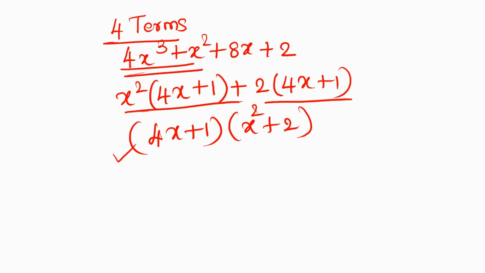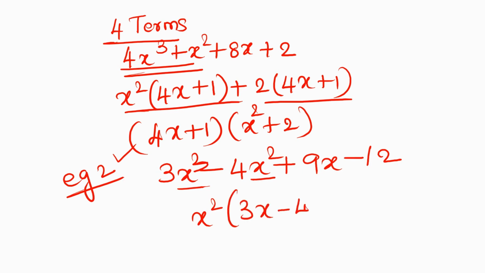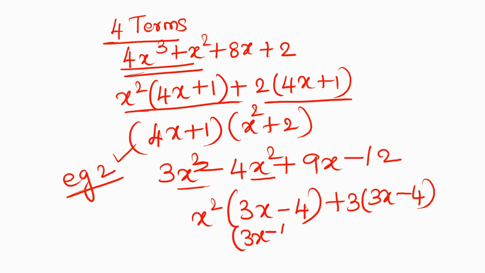Now another example, 3x cube minus 4x square plus 9x minus 12. From the first two terms, I can take x square outside. So x square into 3x minus 4, plus from the next two terms, I can take 3 outside. So 3 into 3x minus 4. So the common term is 3x minus 4. Take it outside, and the remaining will be x square plus 3.